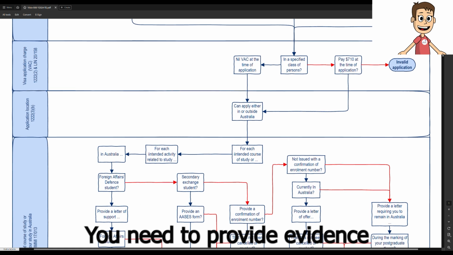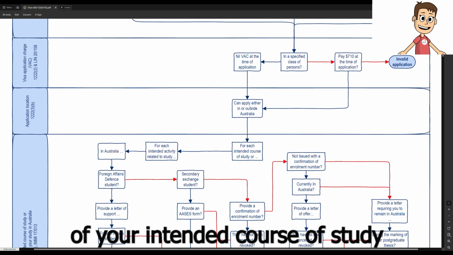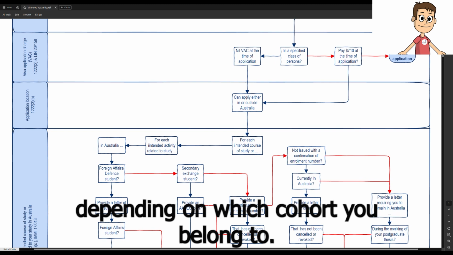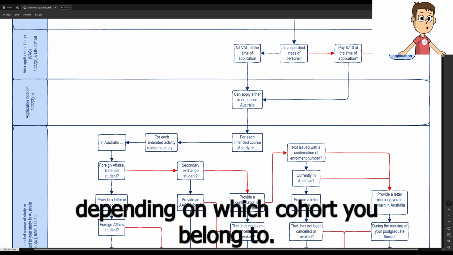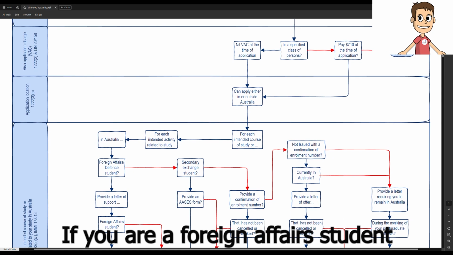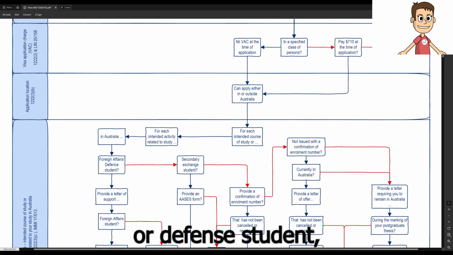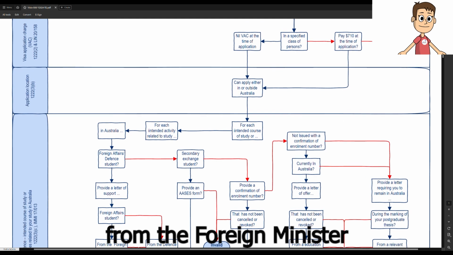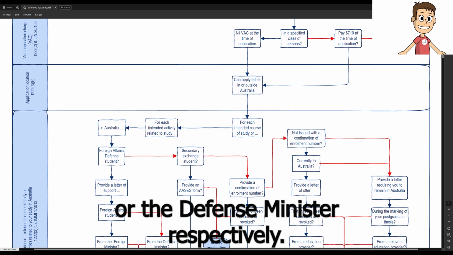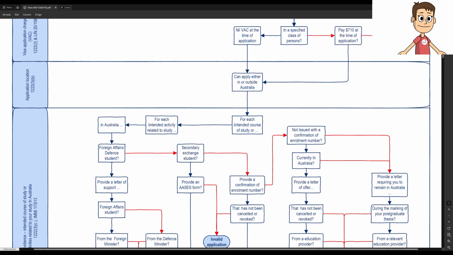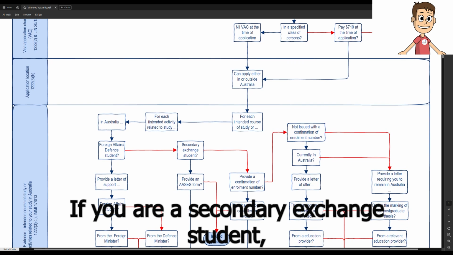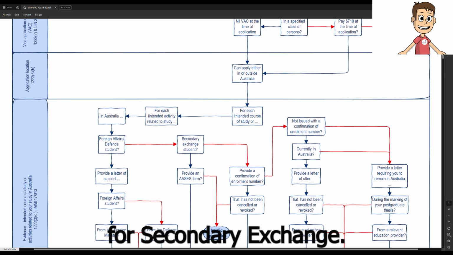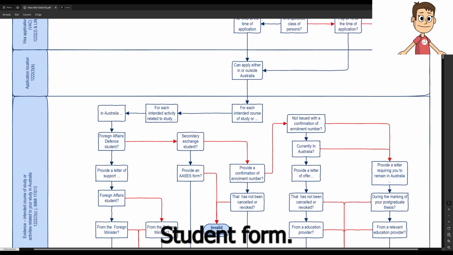You need to provide evidence of your intended course of study or activities related to your study in Australia, depending on which cohort you belong to. If you are a foreign affairs student or defense student, you need to provide a letter of support from the foreign minister or the defense minister respectively. If you are a secondary exchange student, you need to provide an acceptance advice for secondary exchange student form.